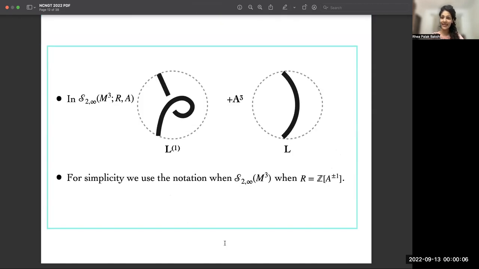One thing is that the KBSM has a framing relation, which arises due to the fact that the Kauffman bracket polynomial is not invariant under the first Reidemeister move. And so we have this relation L1 = -A^3 L, where L1 is obtained from L by twisting its framing by one positive full twist. And primarily for this talk, we will focus on the ring of Laurent polynomials, in which case we will use a simpler notation for the KBSM.